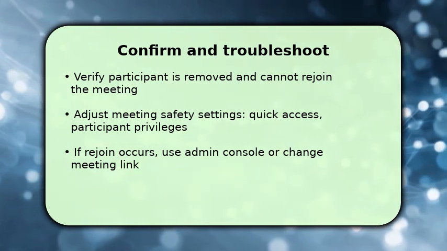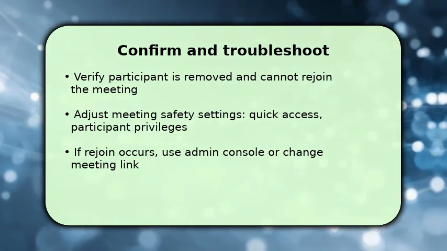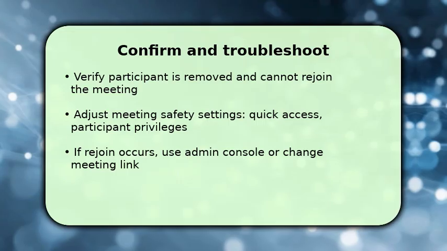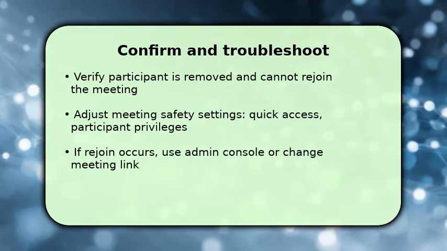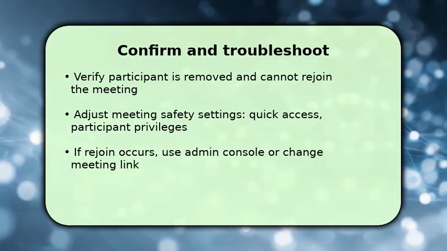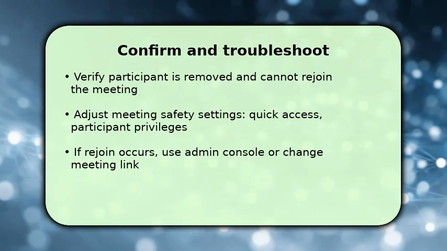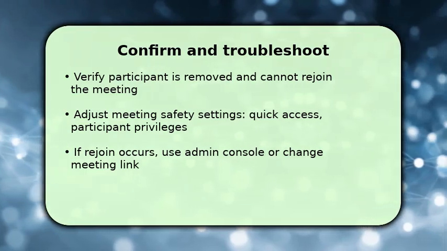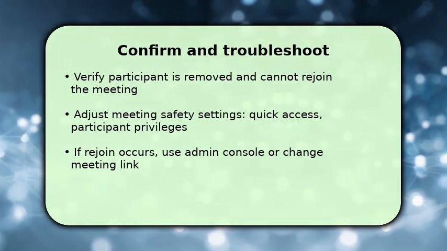Once done, tighten meeting safety. Disable quick access, restrict chat and screen sharing, and lock down mic/camera controls so other disruptions are less likely. If the person still returns, make sure to change the meeting link or escalate to your workspace admin to enforce a domain-level block.